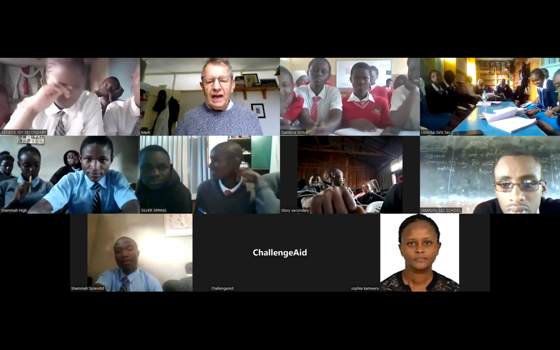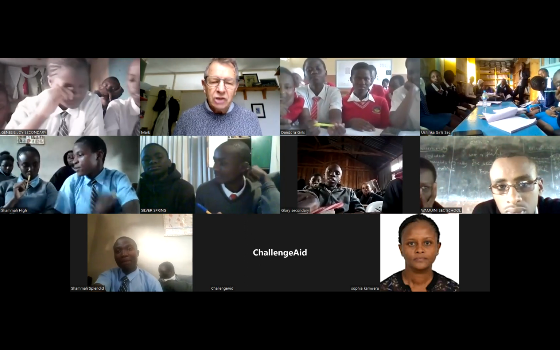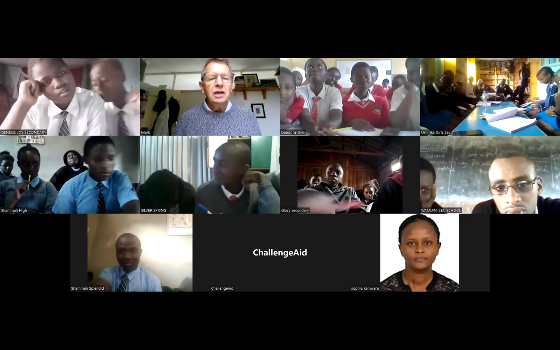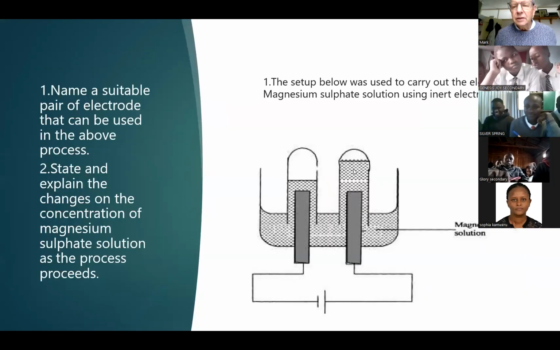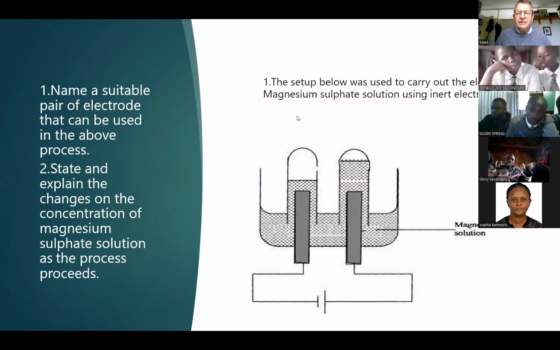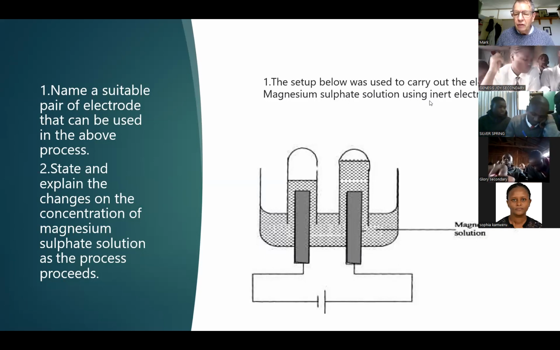Let's go back to the questions which they had right at the beginning, the sort of questions which they said we would have in the test. So here is a question from KCSE. It says the electrolysis of magnesium sulfate solution using inert electrodes. Now, inert electrodes, when we were doing the extraction of aluminium from aluminium oxide, which came from purified bauxite, we said inert electrodes were carbon, and they're almost always carbon. So inert means unreactive in electrolysis. So in this question here, name a suitable pair of electrodes. They would be carbon.